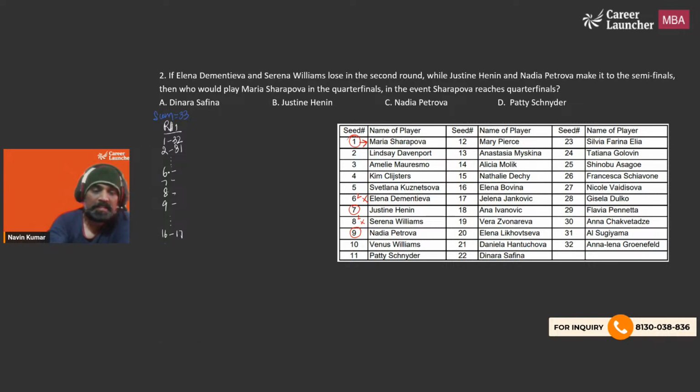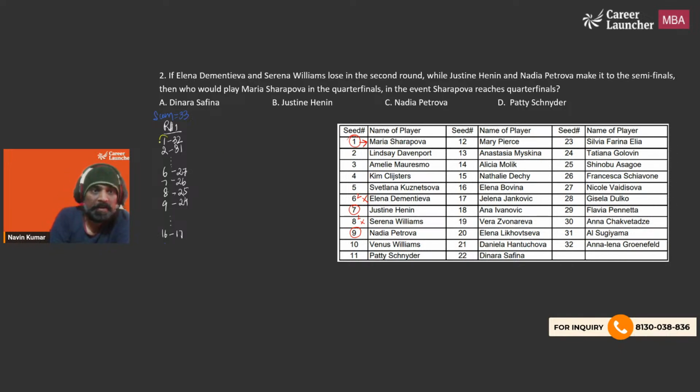Since this is 33, 6 plus what is going to be 33? It's going to be 27. If this is 27, obviously it's going to be 1 less, 1 less, and 1 less. If you add the corresponding seeds of each of the matches, it will always result in 33.